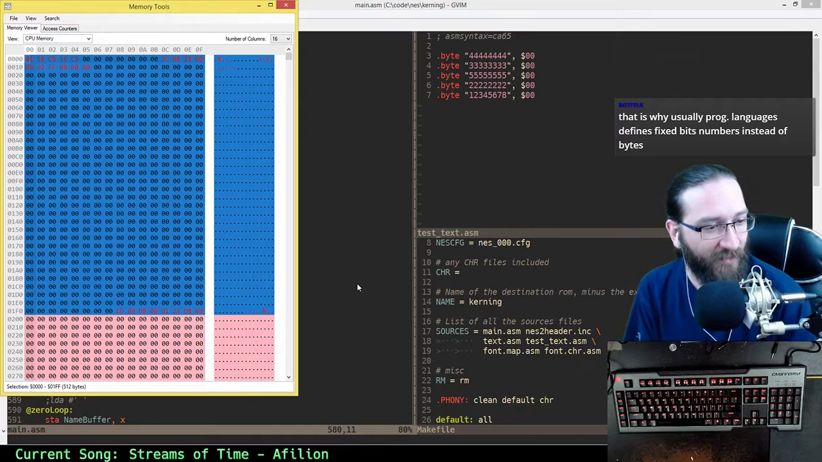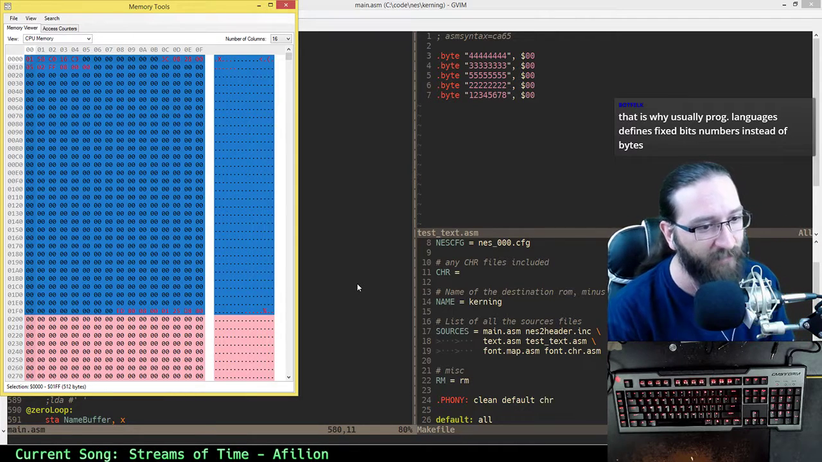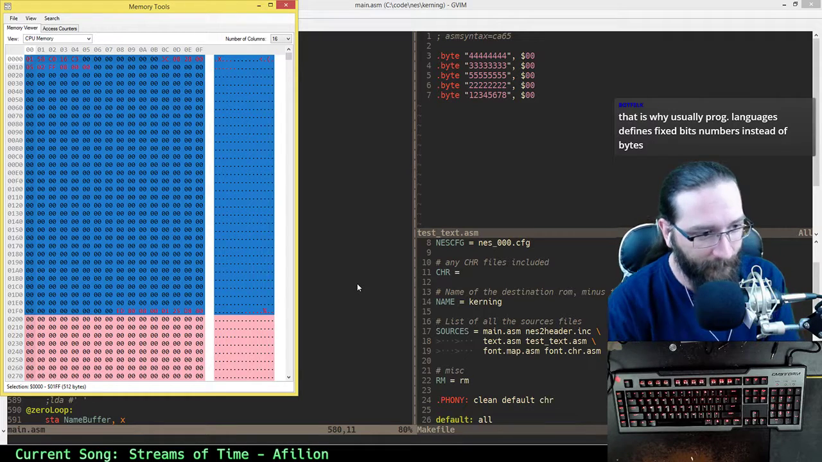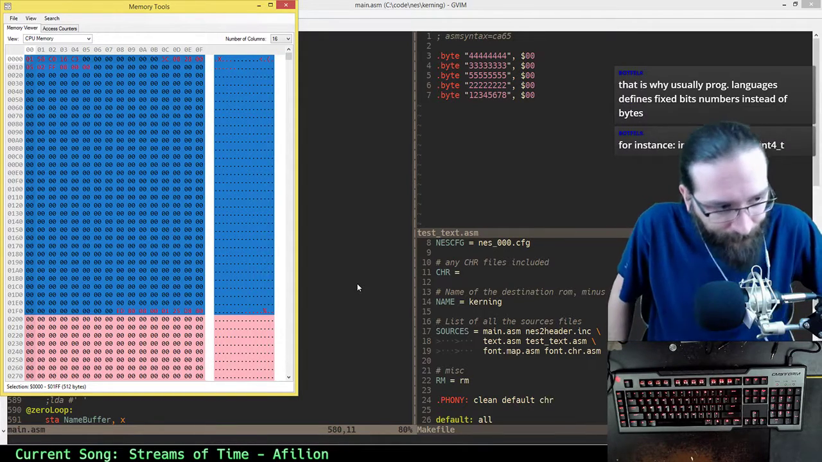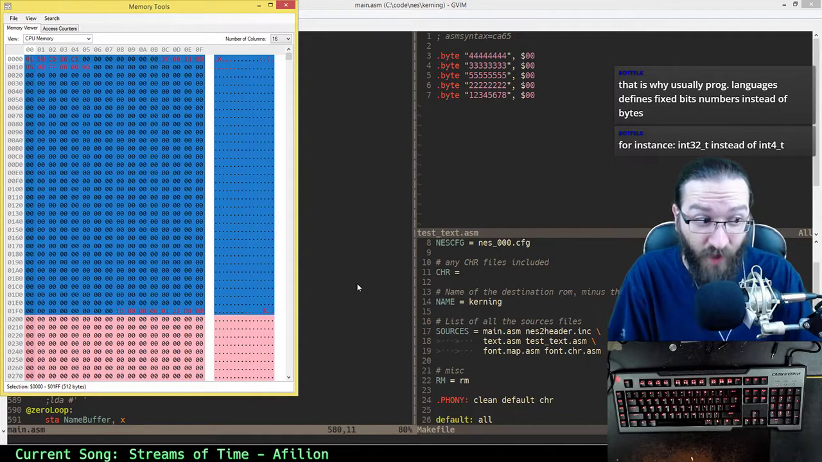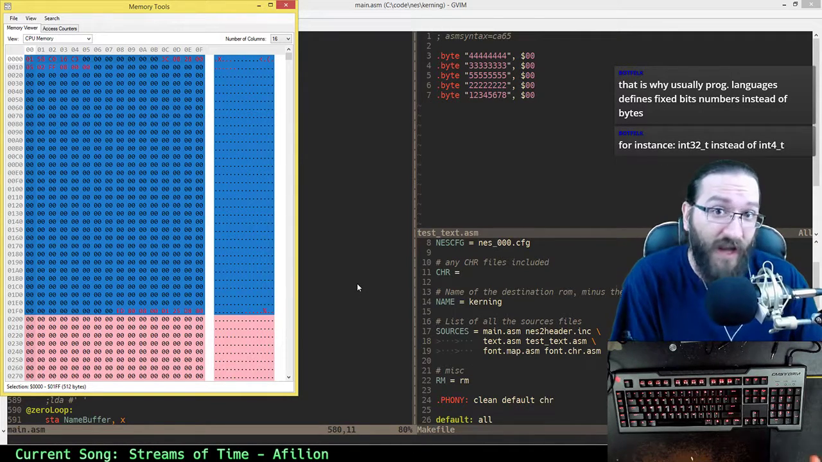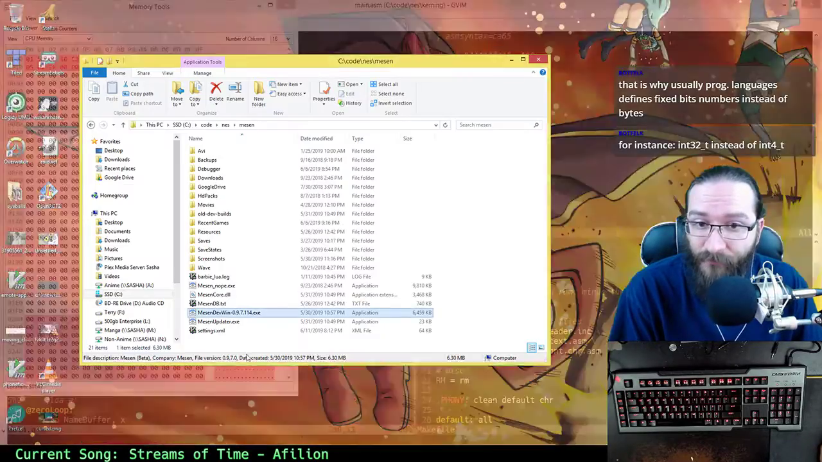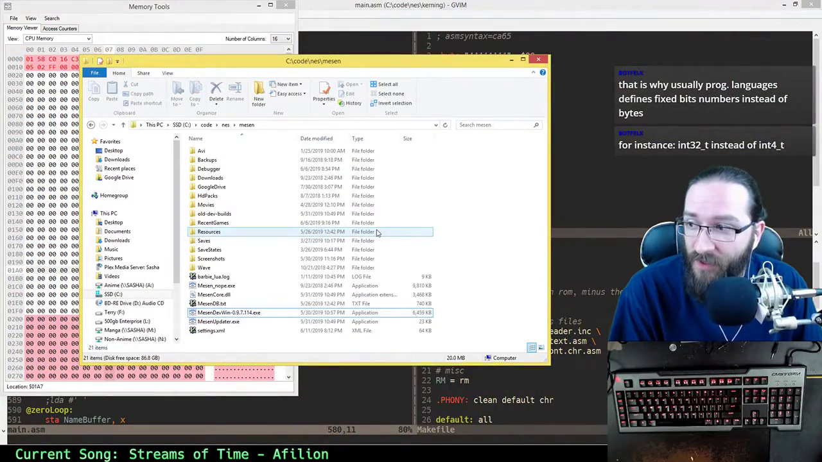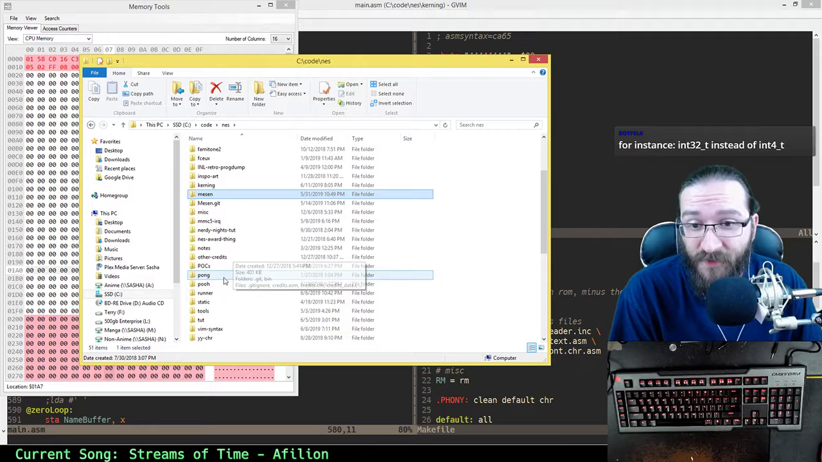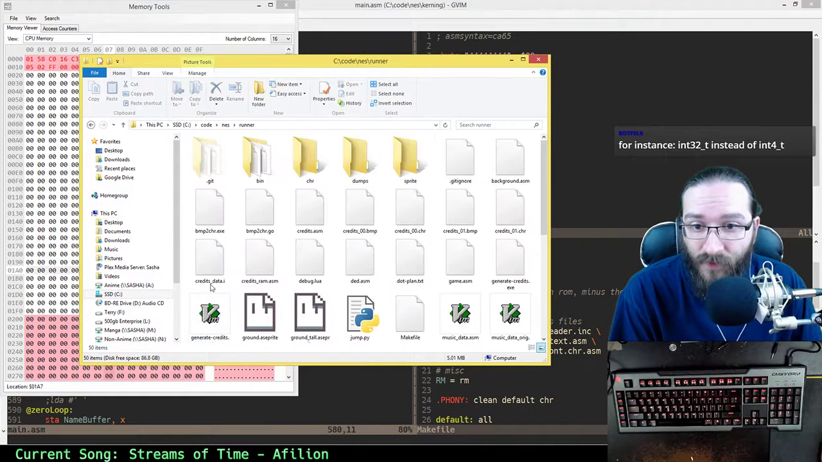That's probably why programming languages define fixed bits instead of bytes. I mean, yeah, I can see that, absolutely. Yeah. That, and it gives you a little more freedom to say, like, if you really wanted a 4-bit number, you could have that. In fact, my main game uses 4-bit numbers. The runner game over here.